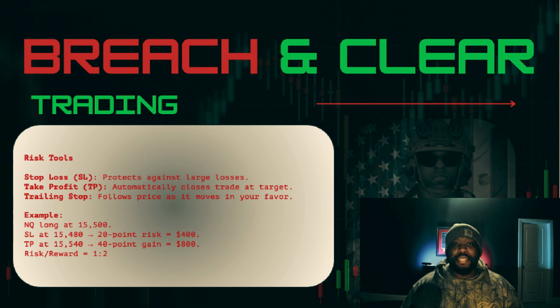Remember, trading is a game of probabilities. You're going to take losses. That's part of the business. Risk management ensures that no single loss is large enough to matter. When you control risk, you control your emotions. When your emotions are under control, your decision making becomes sharp and objective. That's what professional trading looks like.